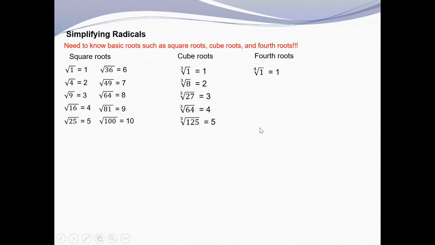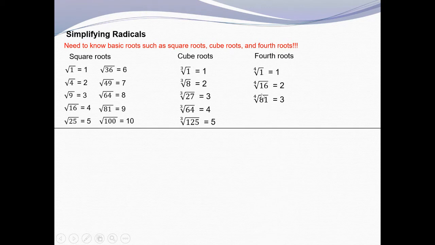For the fourth roots, at least know all the way to 3, the fourth root of 81. You see, guys, at least know this many here. Know all the square roots, all the cube roots, and all the fourth roots. At least know up to that point. Okay, now examples of simplifying a radical.